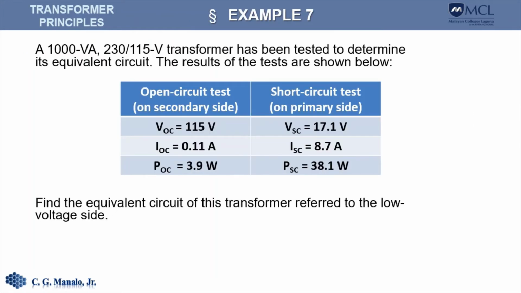So let's have an example to show how to manipulate the results of an open circuit test and a short circuit test. We won't be doing an actual test, but here we're just given the results of the test, and from these test results, we'll come up with an equivalent circuit. So here we have a 100 volt-ampere step-down transformer with a turns ratio equal to 2, and we are required to find the equivalent circuit referred to the low voltage side.